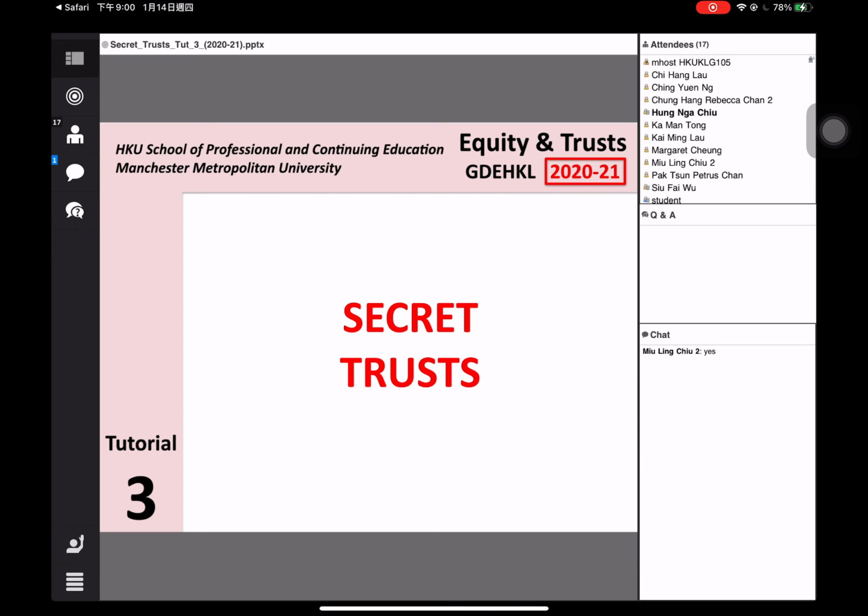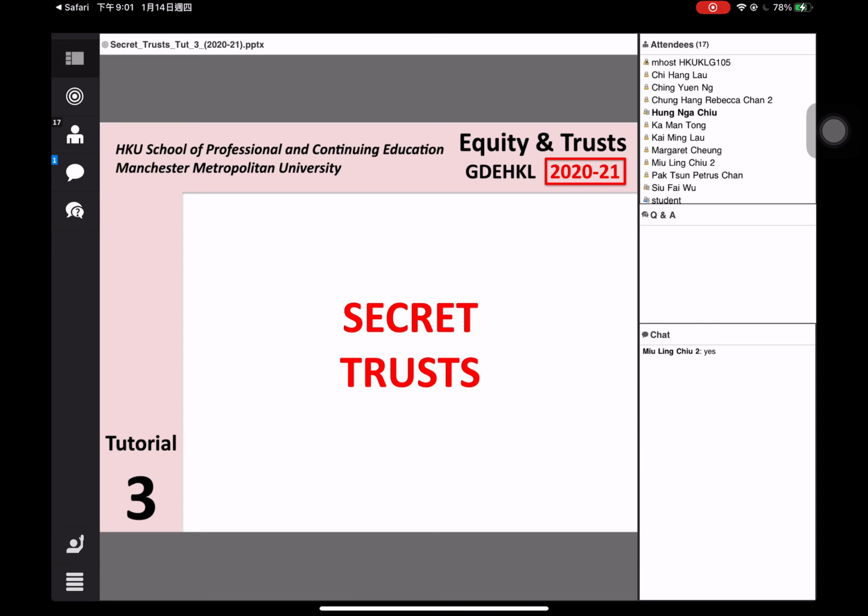Right. So we're on to tutorial number 3, secret trusts. As you may already be aware, secret trusts appears on the exam paper as a whole question. It's in part B. Remember, you have to do one from part A, one from part B, and the third question you can choose from whichever part. This one comes into part B.